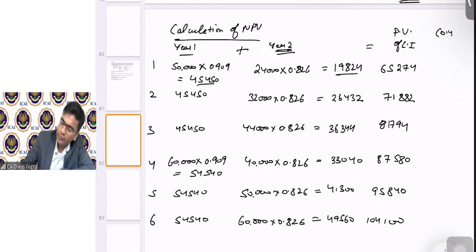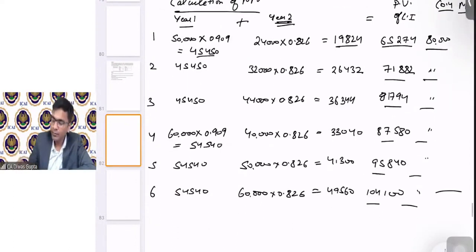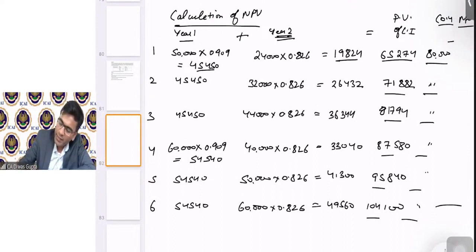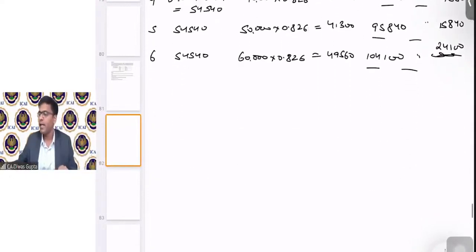What is the cash outflow? It is 80,000 across all the options. Okay, I'm not writing. Then can we calculate the NPV in the last column? Yes, we can calculate NPV. 65 minus 80,000, 71 minus 80,000, like that. So respective NPVs we can calculate, correct? So first one is minus 14,726. Next one is minus 8,118, 1,794, 7,580, 15,840, and 24,100. Okay, students, there is no need for a total because it is already the respective pathwise NPV.